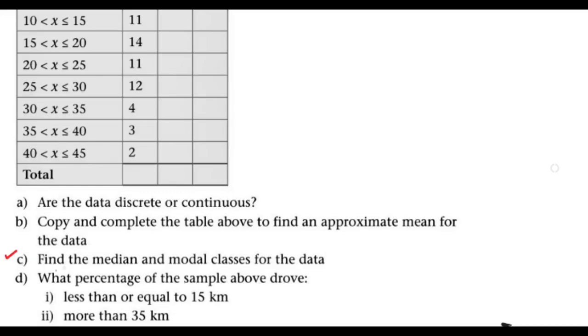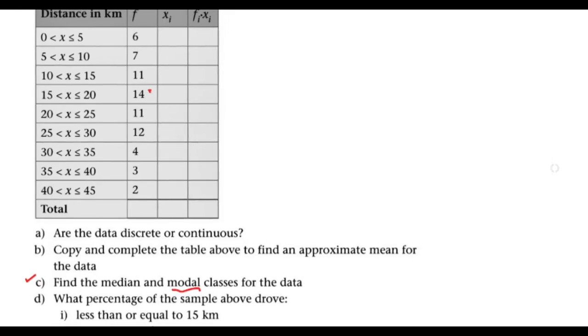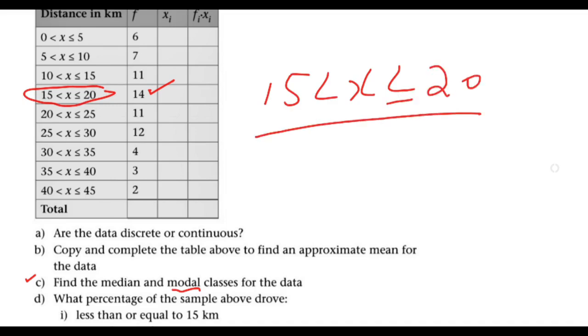Next question C says find the median and modal class for the data. So the median and modal classes we need to find now. First I'm going to find the modal class. That is easy. The modal class is the class interval with the highest frequency. The highest frequency is 14. Have a look here. This is the highest frequency, 14. So therefore the modal class will be between 15 and 20. This is my modal class.